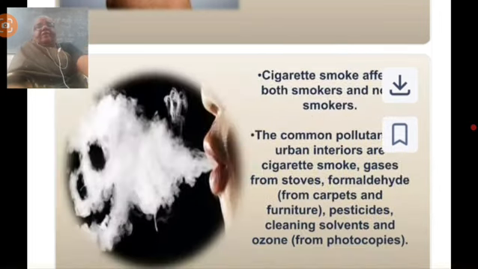Then, cigarette smoking affects both smokers as well as non-smokers. People who are near a person who is smoking also inhale the smoke released by the smoker while smoking the cigarette, and they are called passive smokers. So it is equally detrimental for passive smokers also.